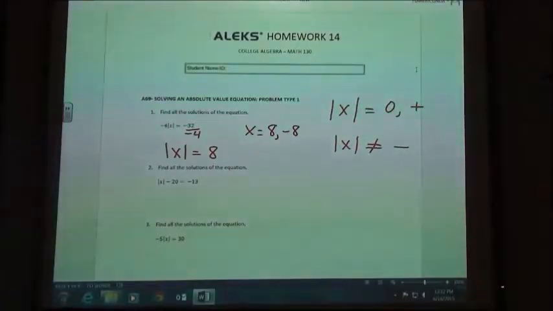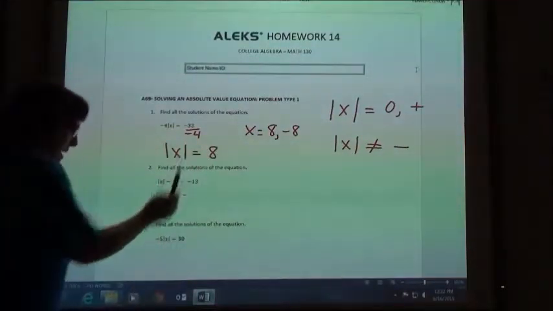So it'll tell you in the directions that if you have more than one answer, separate them with a comma because you're going to get two solutions if this is a positive number here.